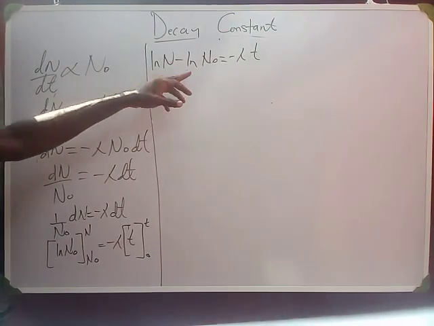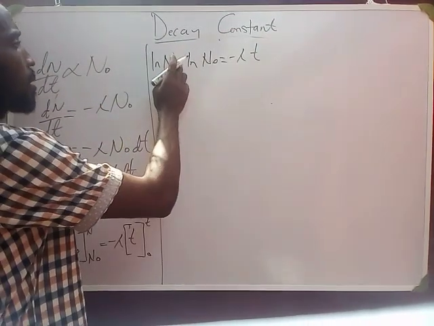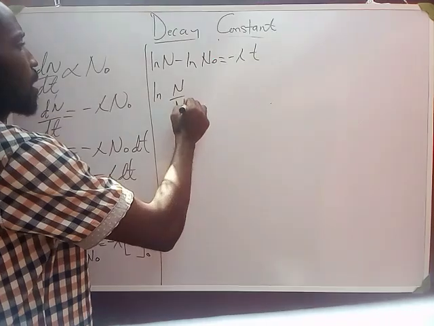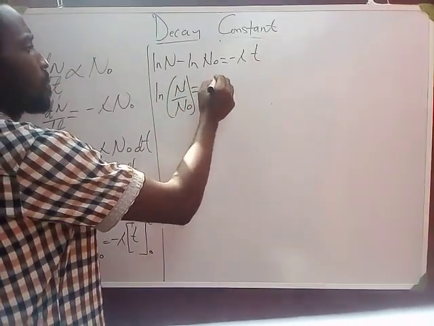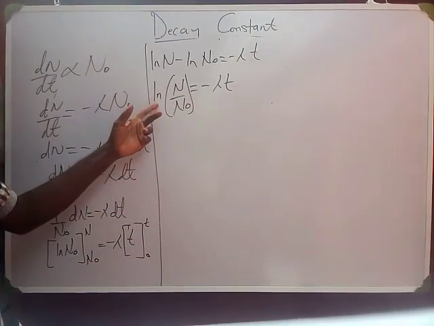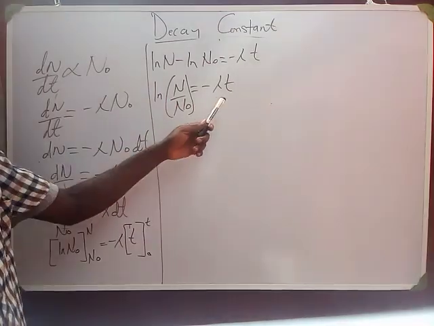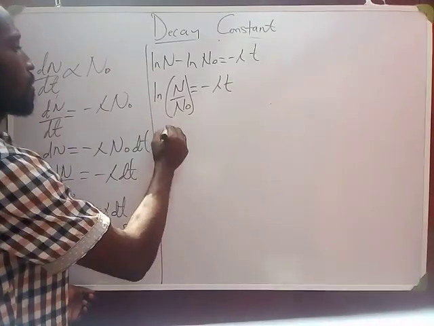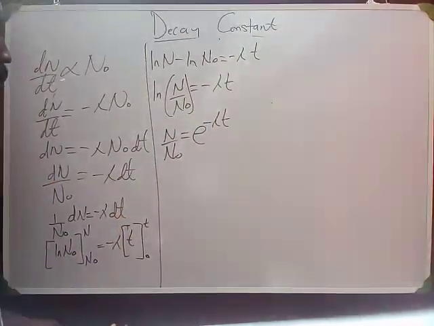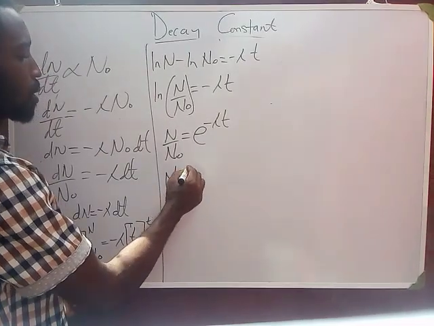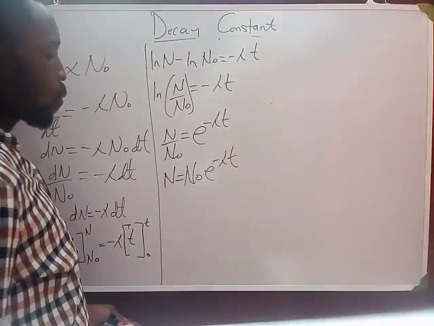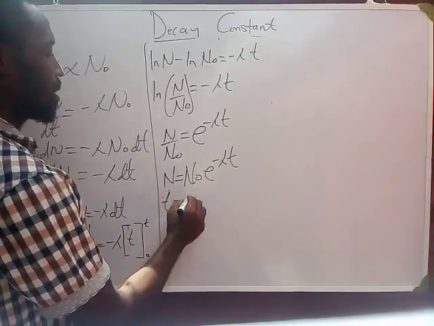This is log, and the negative sign means division. This is seen as ln of N over N naught equals minus lambda t. The opposite of ln is exponential. So taking the exponential on both sides gives us N over N naught equals exponential of minus lambda t. So the formula for the final number of atoms is N equals N naught exponential minus lambda t.